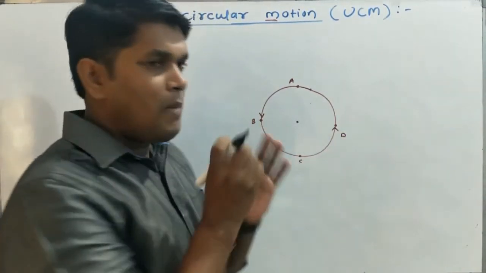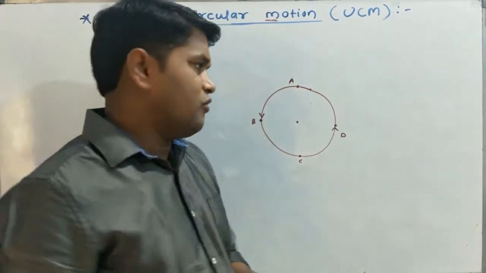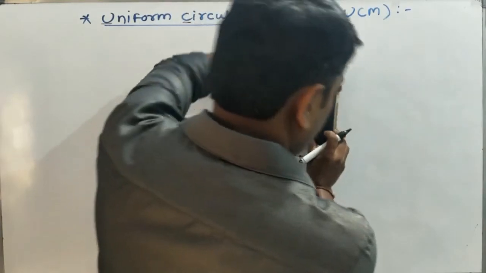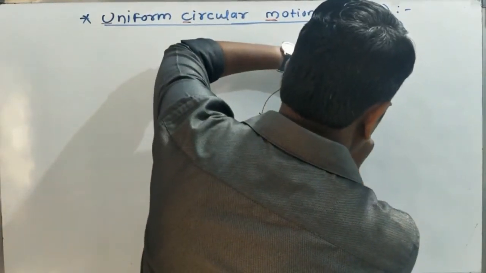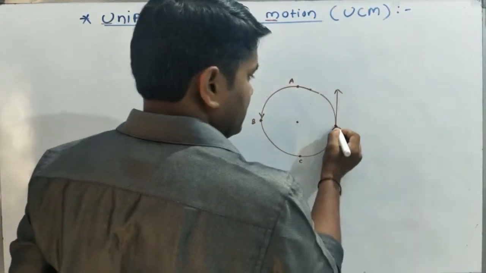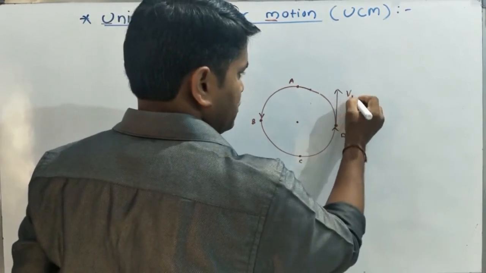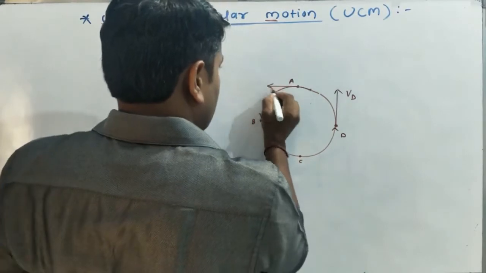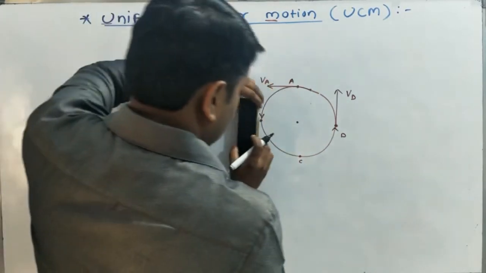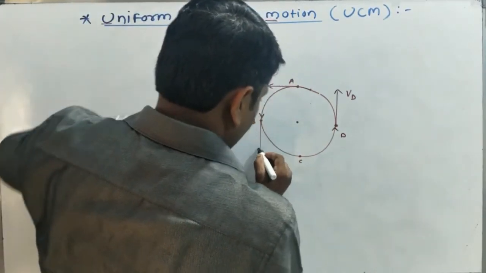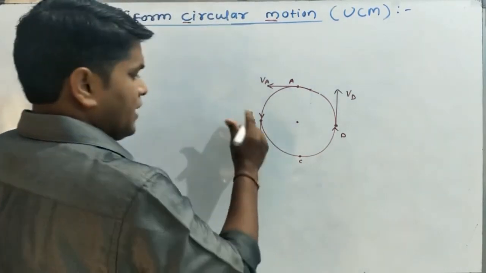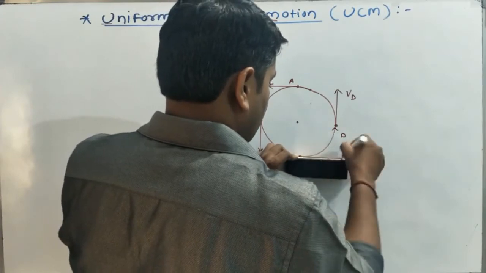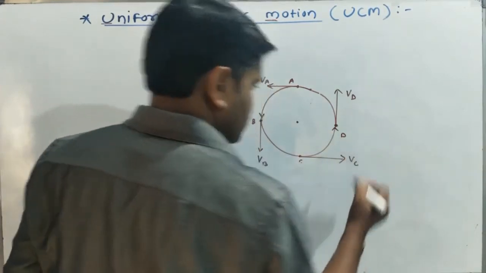At this point, the magnitude of linear velocity is different at different points, but the direction of that velocity is obtained by drawing a tangent. We have to draw a tangent at that point. This velocity is Vd. At this point, the velocity is Va. At this point, the velocity is Vb. To find the direction of that velocity, we have to draw the tangent at that point. Okay, this is the velocity.